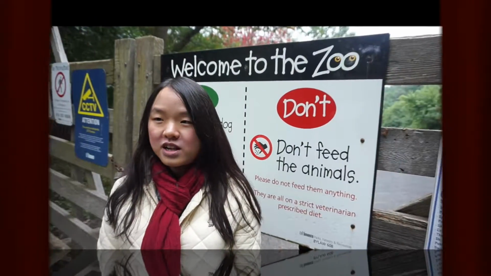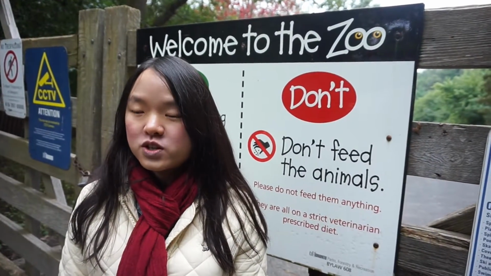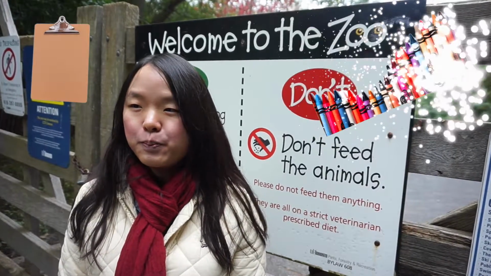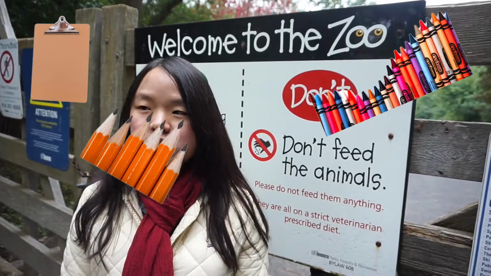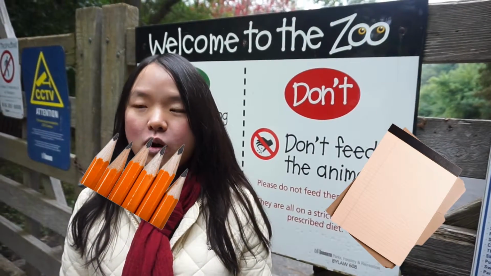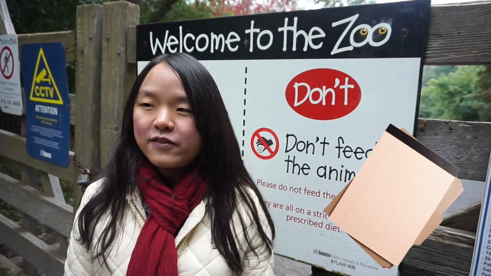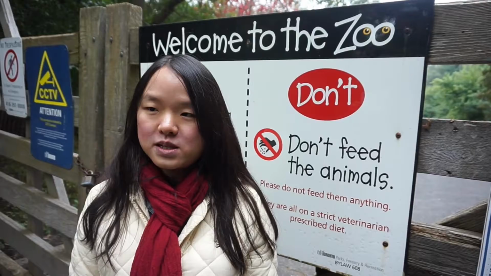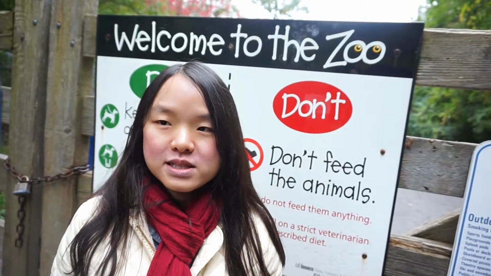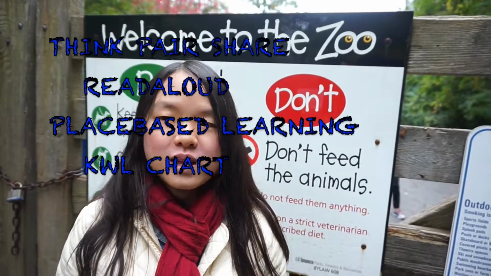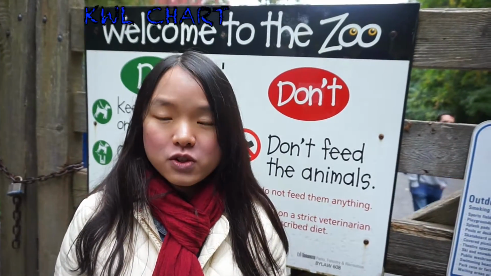Materials included in our class are a scavenger hunt worksheet, drawing materials such as clipboards, colored markers, pencils, and pieces of paper. We also have a horn to recall students back to our home base, and we also have a children's book about bison and rubrics for assessment. We implement various tactics such as think, pair, shares, read aloud, place-based learning, and a KWL chart.